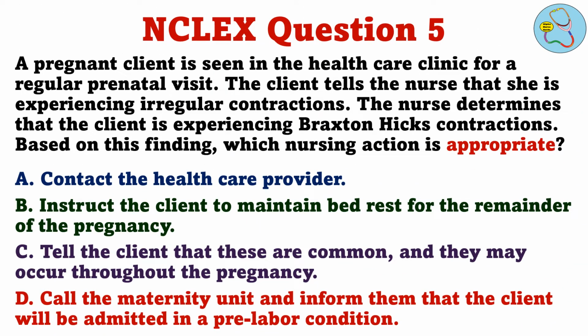Question 5. A pregnant client is seen in the healthcare clinic for a regular prenatal visit. The client tells the nurse that she is experiencing irregular contractions. The nurse determines that the client is experiencing Braxton Hicks contractions. Based on this finding, which nursing action is appropriate? A. Contact the healthcare provider. B. Instruct the client to maintain bed rest for the remainder of the pregnancy. C. Tell the client that these are common and they may occur throughout the pregnancy. D. Call the maternity unit and inform them that the client will be admitted in a pre-labor condition.